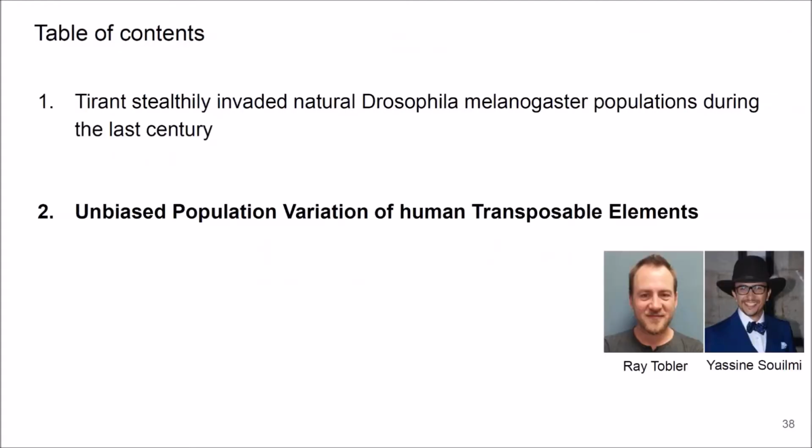And now I will use my remaining time to hopefully quickly introduce you to the project that I'm currently working on, which is titled the Unbiased Population Variation of Human Transposable Elements. This project is very much a work in progress, so I would be happy to hear any type of feedback you have, or also any ideas you have where we could take the project from the basic results that I will be showing today. This is a collaboration with Ray Tobler and Yasin Suimi from the University of Adelaide in Australia.